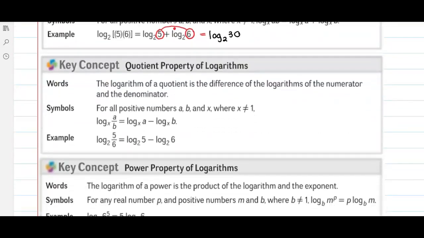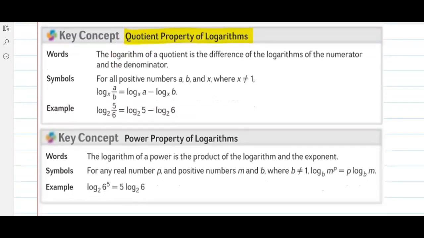The quotient property is next. Quotient property of logarithms. This states that if you have two logarithms that are subtracted, you can simply divide these components. So when we are subtracting logarithms, that means you divide these components in the order that you see them. 5 is the numerator, 6 is the denominator.